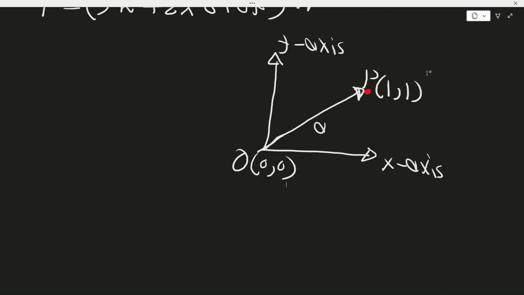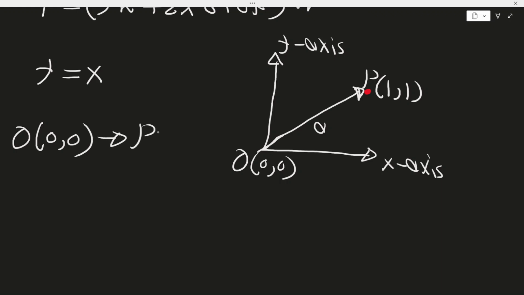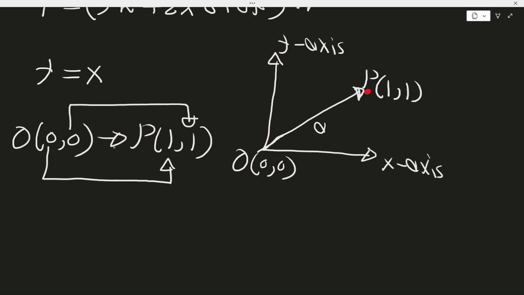Now, this path A can be expressed as y is equal to x. Notice that O is (0, 0), and the particle moves from O to P, from this point to this point, (1, 1). We see that x is changing, and also y is changing. So they are both changing.